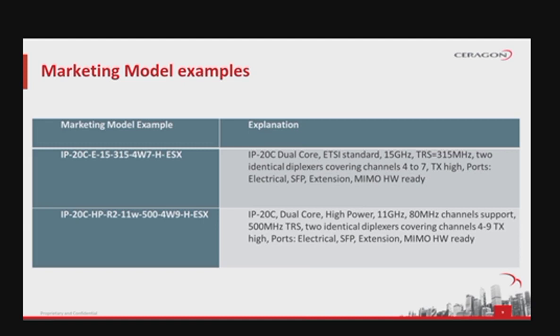ready. The second example shows an ip-20c high power, in 11 GHz, with wide channel support, TX to RX separation of 500 MHz, with duplexers covering channels 4 to 9, TX is high and the ports are electrical, SFP, and the extension port for MIMO-ready hardware.